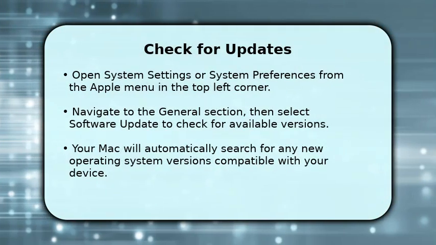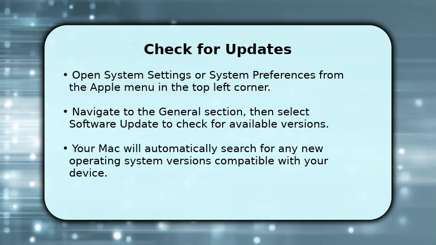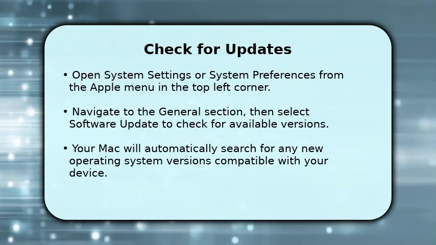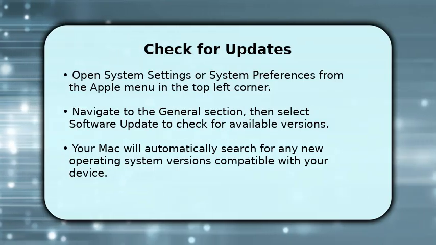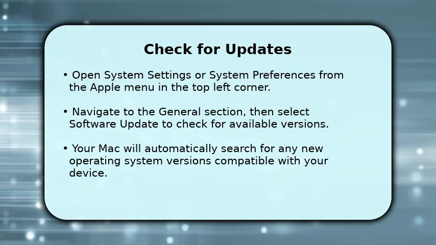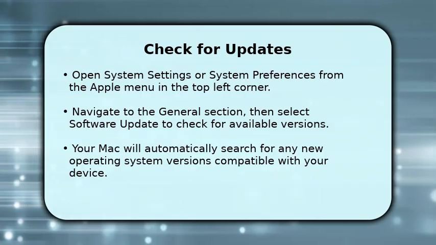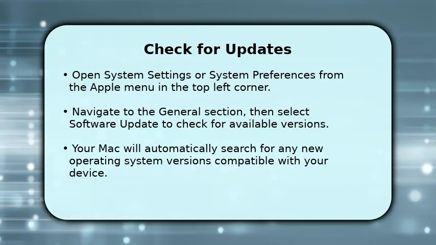Now, let's find those updates. Begin by clicking the Apple menu in the top left corner of your screen. From the drop-down, choose System Settings or System Preferences, depending on your macOS version. Once open, look for the General section in the sidebar and then click on Software Update.